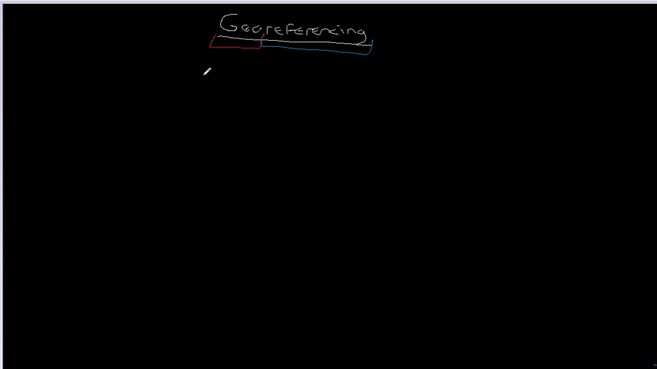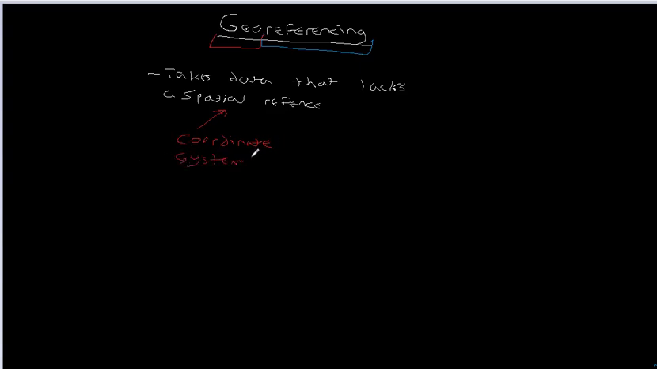But again, this idea of georeferencing is the idea that you can have data that doesn't have a spatial reference, or that has bad spatial referencing. It takes data that lacks a spatial reference, and spatial reference in this case is talking about that coordinate system and projection, and matches it up with data that has a spatial reference.